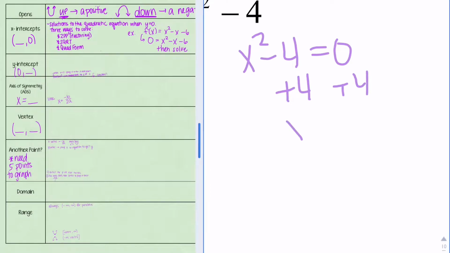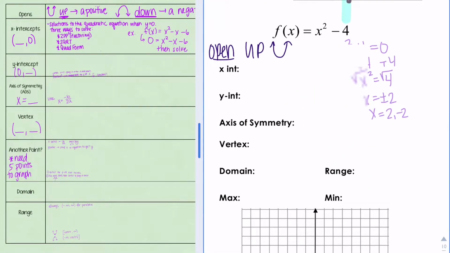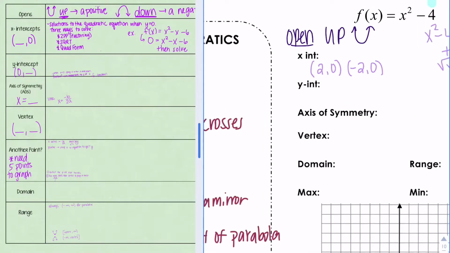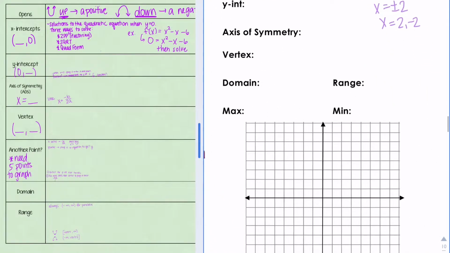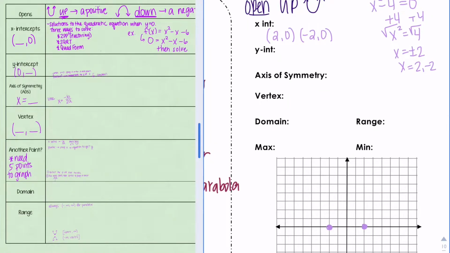So you would add 4, x squared is equal to 4, square root, x is equal to plus or minus 2. So how many solutions do we technically have here? We have 2 and negative 2. So because those are our two solutions, those are our two x-intercepts. We're going to write them separately, (2, 0) and (negative 2, 0). Okay, and if we go to graph this down here, (2, 0) would be right here, and (negative 2, 0) would be right here.